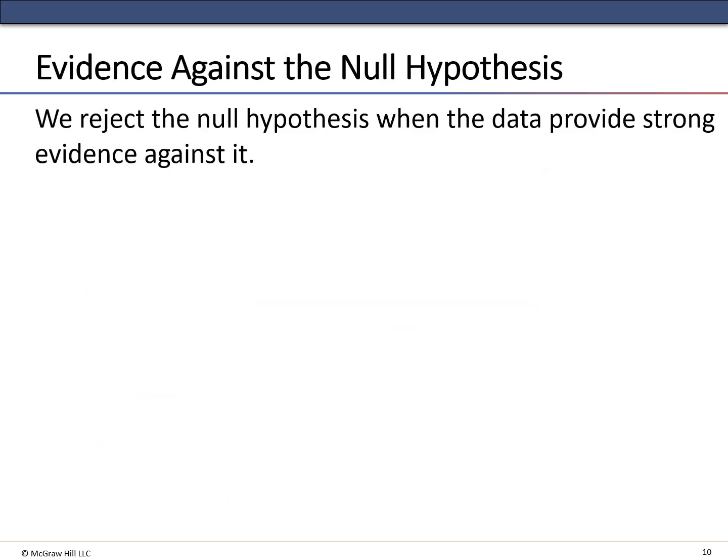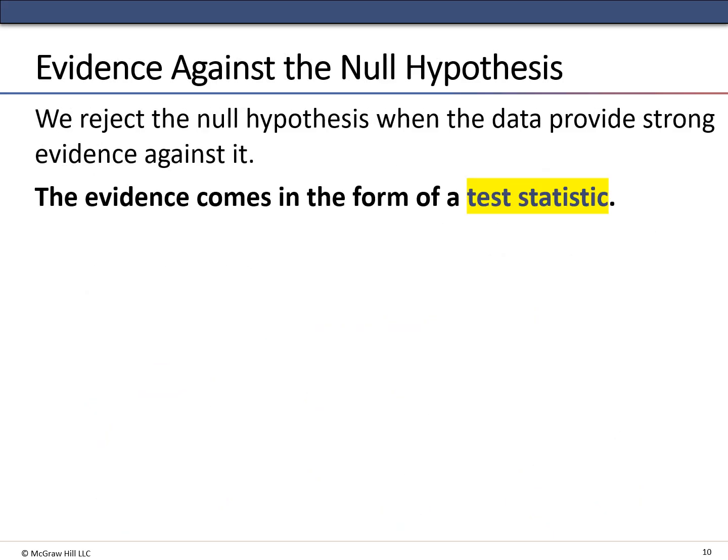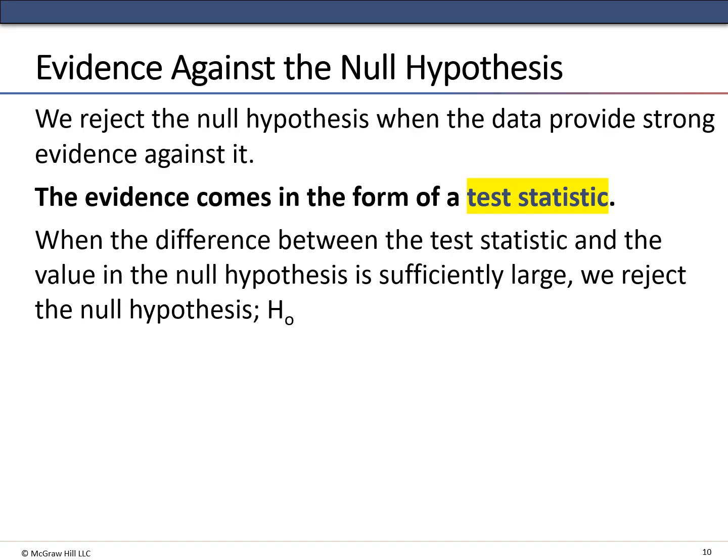We reject the null hypothesis when the data provides strong evidence against it, and this evidence comes in the form of a test statistic. When the difference between the test statistic and the value in the null hypothesis is sufficiently large, we reject the null hypothesis.